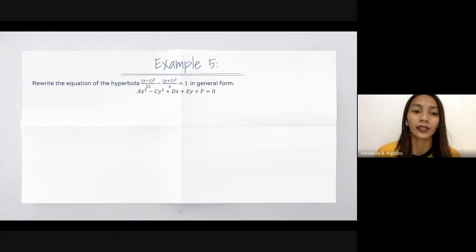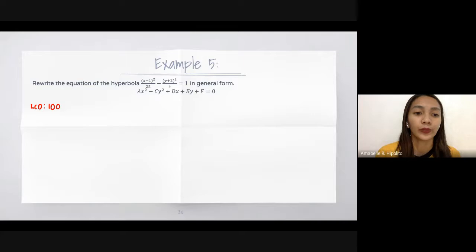For method A, we are going to expand the binomial and multiply by the LCD, then simplify. So, of course, we need to find the LCD first. Our denominators are 25 and 4. What is the LCM of 25 and 4? Note that the LCM of 25 and 4 is 100. So, therefore, the LCD is also 100. Then, after that, you are going to multiply the LCD to both sides.